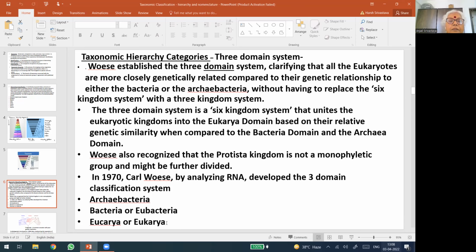And then the largest group is of eukaryotes, or Eukarya, that includes all the living organisms having a cellular structure with a defined nucleus. So this is the three domain system of the taxonomic hierarchical category, which may be in a descending or ascending pattern, with examples we have seen.